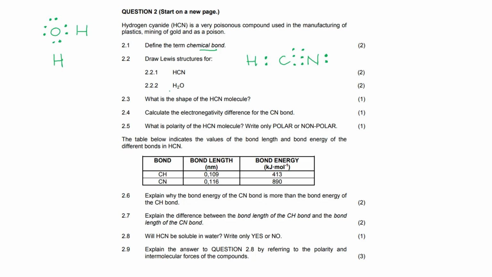2.3. What is the shape of the hydrogen cyanide molecule? It is linear. You can see it in the Lewis structure.